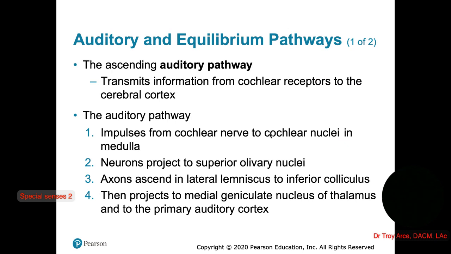You have the ascending auditory pathway that transmits information from the cochlear receptors to the cerebral cortex. The auditory pathway includes impulses from the cochlear nerve to the cochlear nuclei in the medulla. And you have your neurons that project to the superior olivary nuclei, and the axons that ascend to the lateral lemniscus to the inferior colliculus, then projects to the medial geniculate nucleus of thalamus and to the primary auditory cortex.